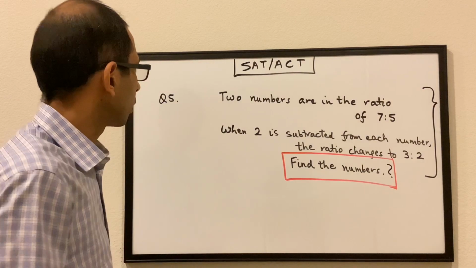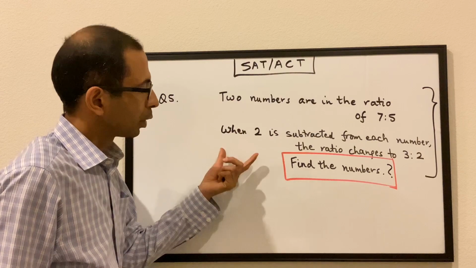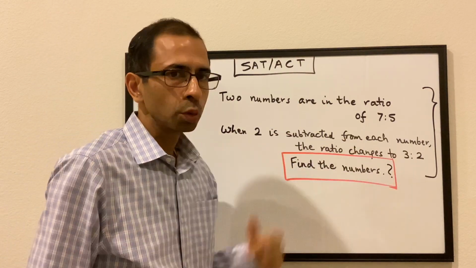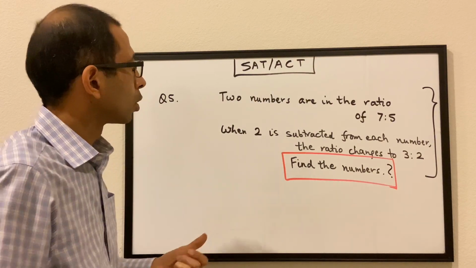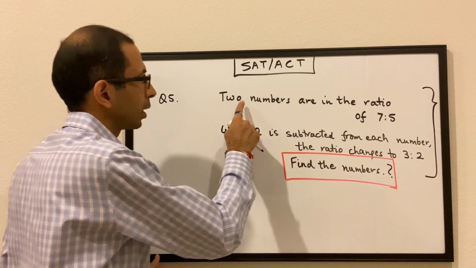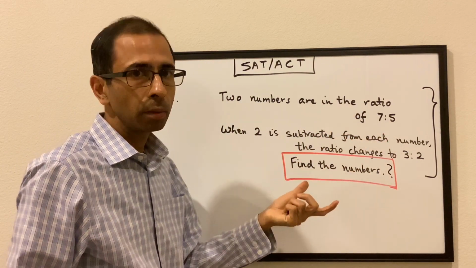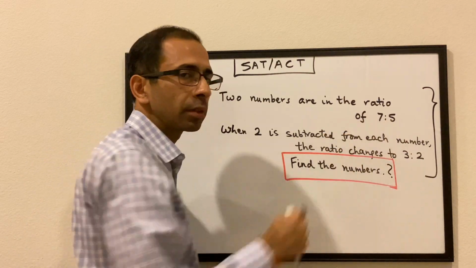Okay, well, last question here. Two numbers are in the ratio of 7:5. When 2 is subtracted from each of the numbers, the ratio changes to 3:2, right? And we have to find the numbers, right? So let's understand, when any two numbers are in the ratio of 7:5, what does it mean? What are those actual numbers? We don't know the actual numbers, we just know that they are in the ratio of 7:5.